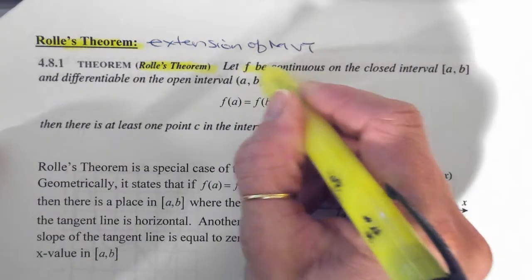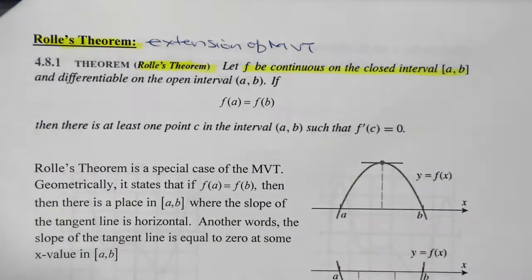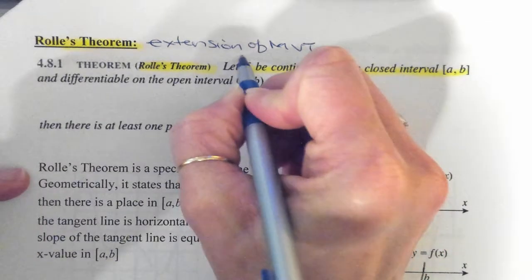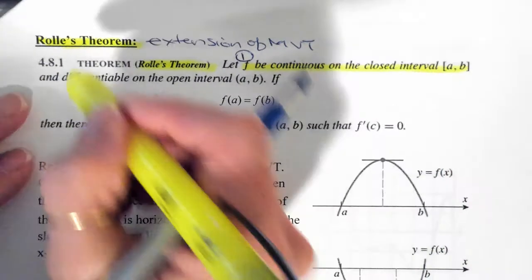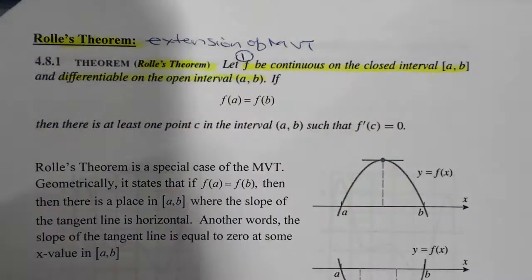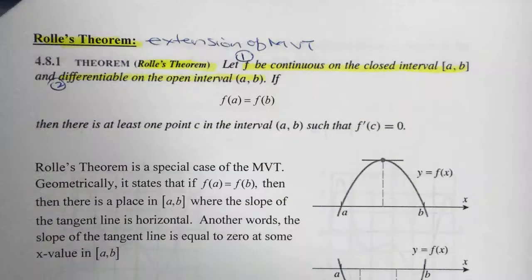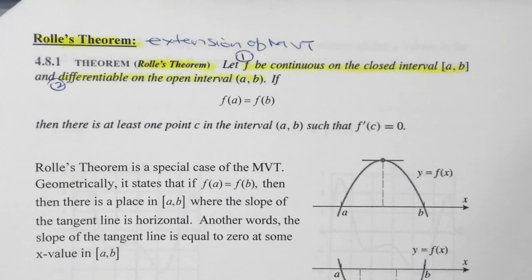First of all, f is continuous on the closed interval. Well, that was the same thing as MVT, right? Has to be continuous on the closed interval. So that's stipulation number 1. Differentiable on the open interval. Stipulation number 2. Okay, is anything different from MVT yet?